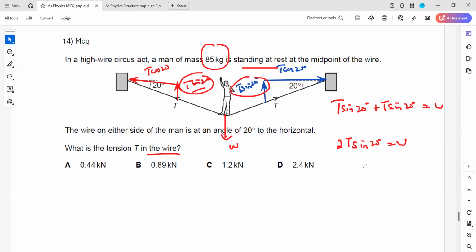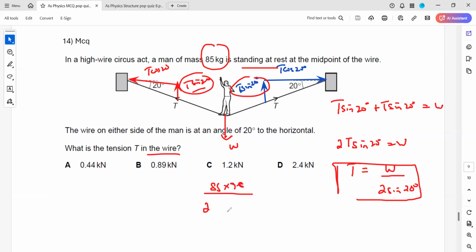So if we need T, that will be W divided by 2 sine 20. So that is how we work out the value for T. So weight, which is 85 times 9.8, divided by 2 times sine 20 degrees. That will be T.